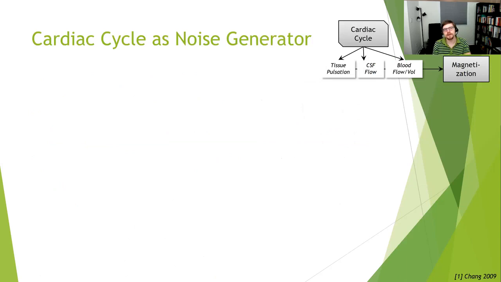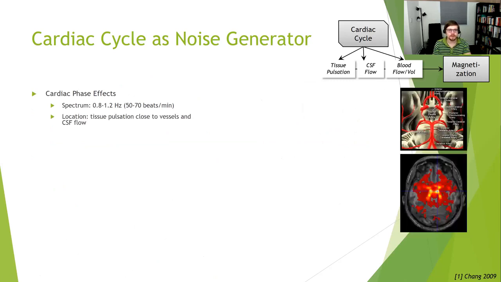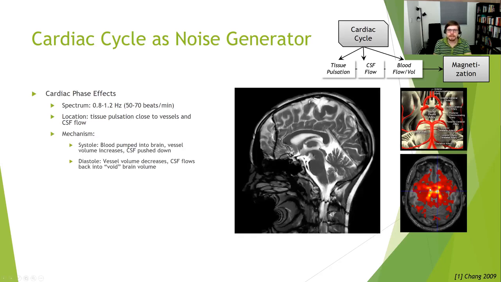The cardiac cycle is also a potent noise generator that mainly enters through the magnetization point. There are effects that are directly related to the cardiac phase, to the heartbeat. They're on the order of 1 Hertz, and they are located close to vessels and CSF flow, as you can see here, the basilar artery and some F-test of cardiac noise.